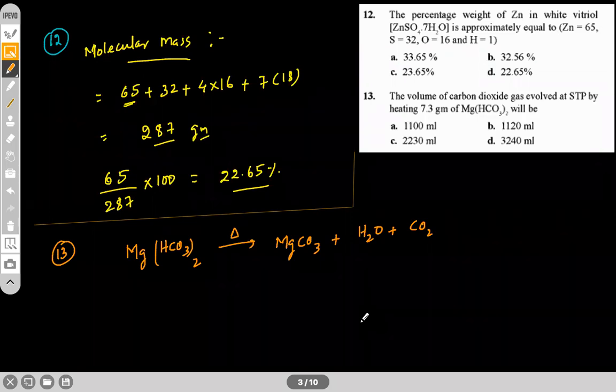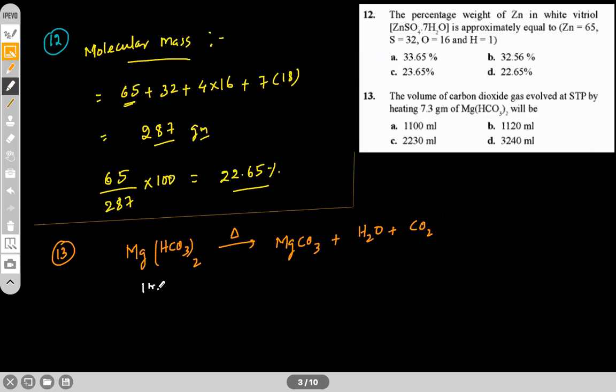And you see the reaction is balanced. If it is not balanced, then we have to balance this reaction first. Okay. So what we can say, 1 mole of this gives 1 mole of CO2. So we can say the number of moles of Mg(HCO3)2 must be equal to the number of moles of CO2.